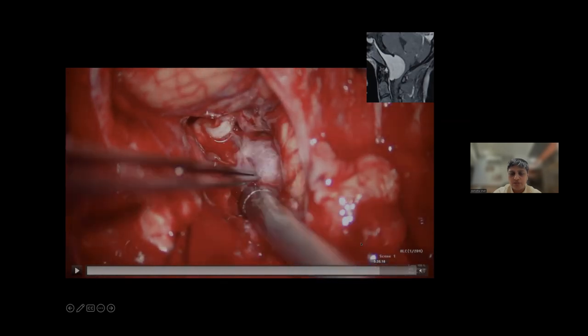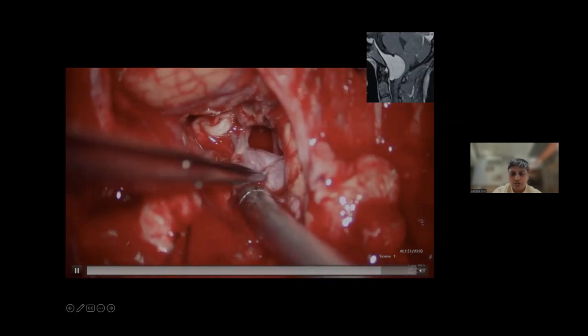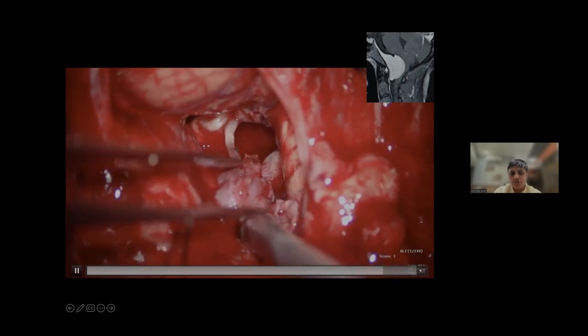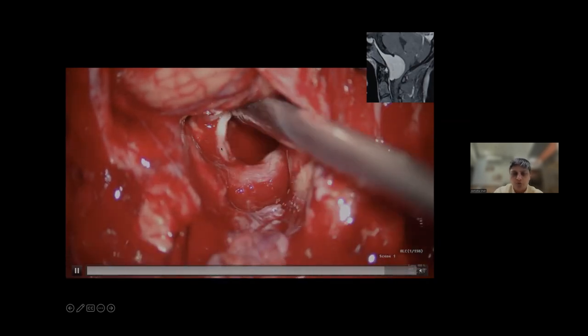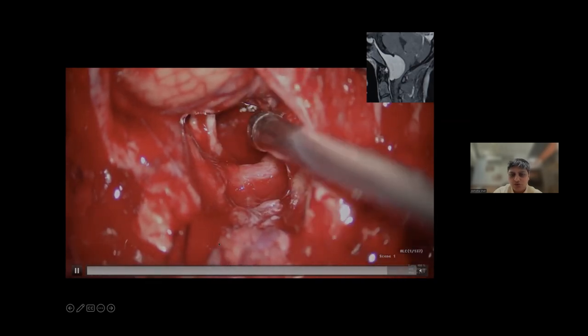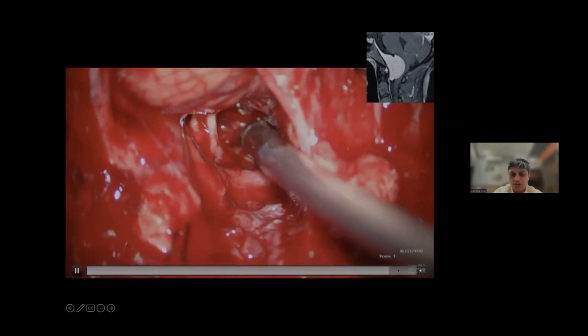There is the other cranial nerve also. Here you see the other one, which will also now be released from the tumor. And now you see that the whole tumor is removed. This is the attachment, which will be coagulated. And then you see the anatomy of the region quite nicely.